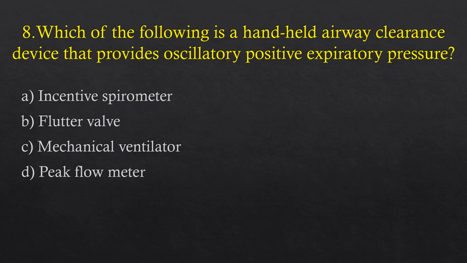Number 8. Which of the following is a handheld airway clearance device that provides oscillatory positive expiratory pressure? A, incentive spirometry. B, flutter valve. C, mechanical ventilator. D, peak flow meter. So here the answer is flutter valve.